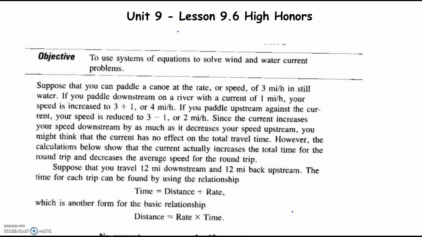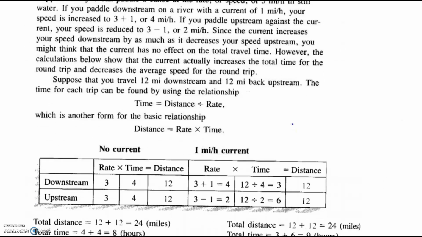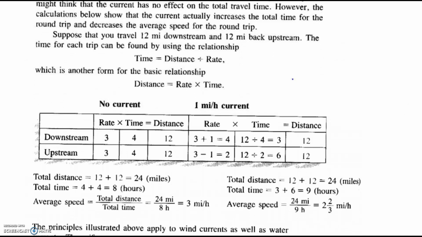Since the current increases your speed downstream by as much as it decreases your speed upstream, you might think that the current has no effect on the total travel time. However, the calculations below show that the current actually increases the total time for the round trip and decreases the average speed for the round trip. Suppose you travel 12 miles downstream and 12 miles back upstream. The time for each trip can be found by using the relationship time equals distance divided by rate, which is another form of the basic distance formula of distance equals rate times time.